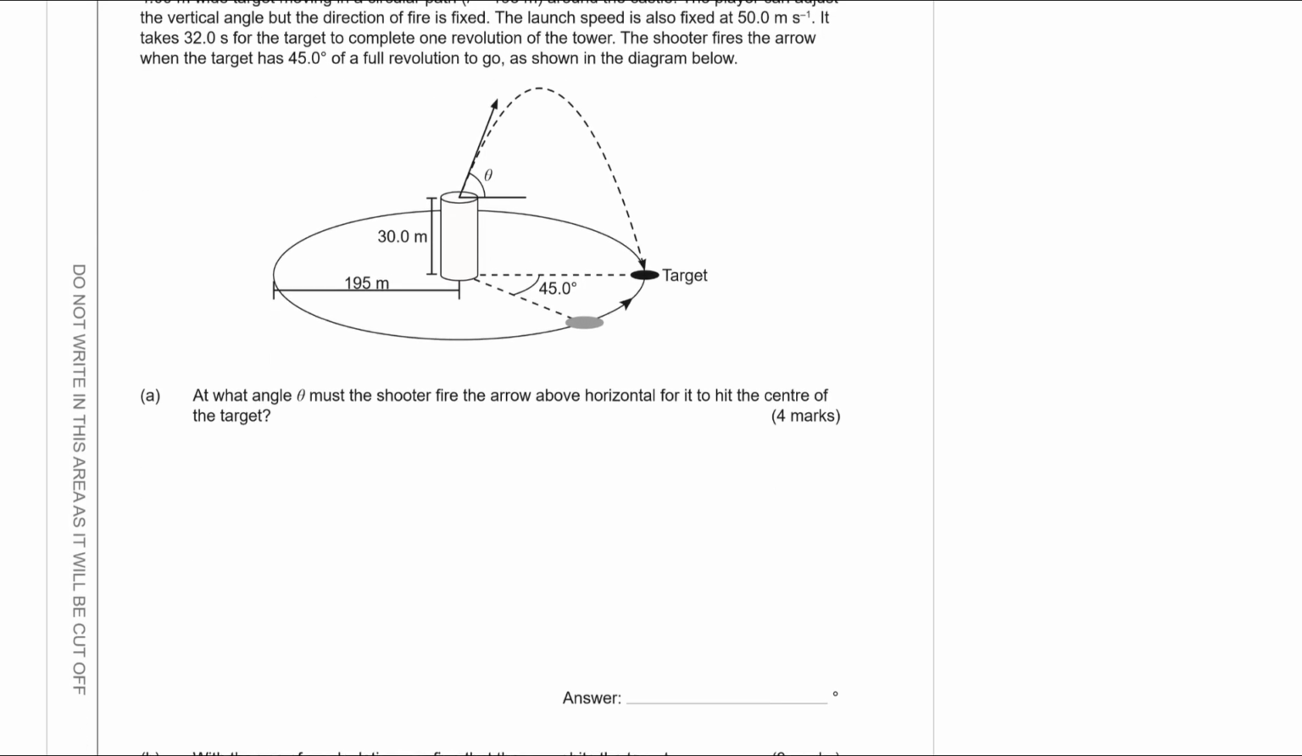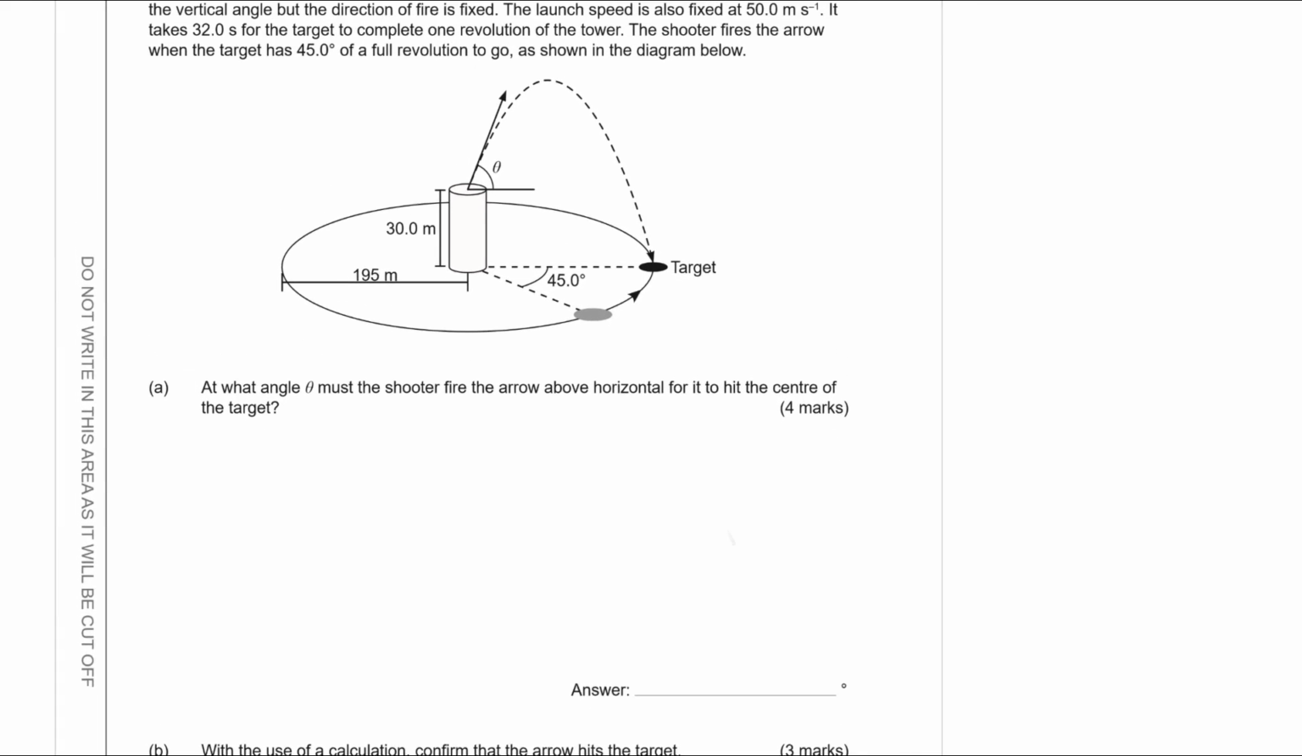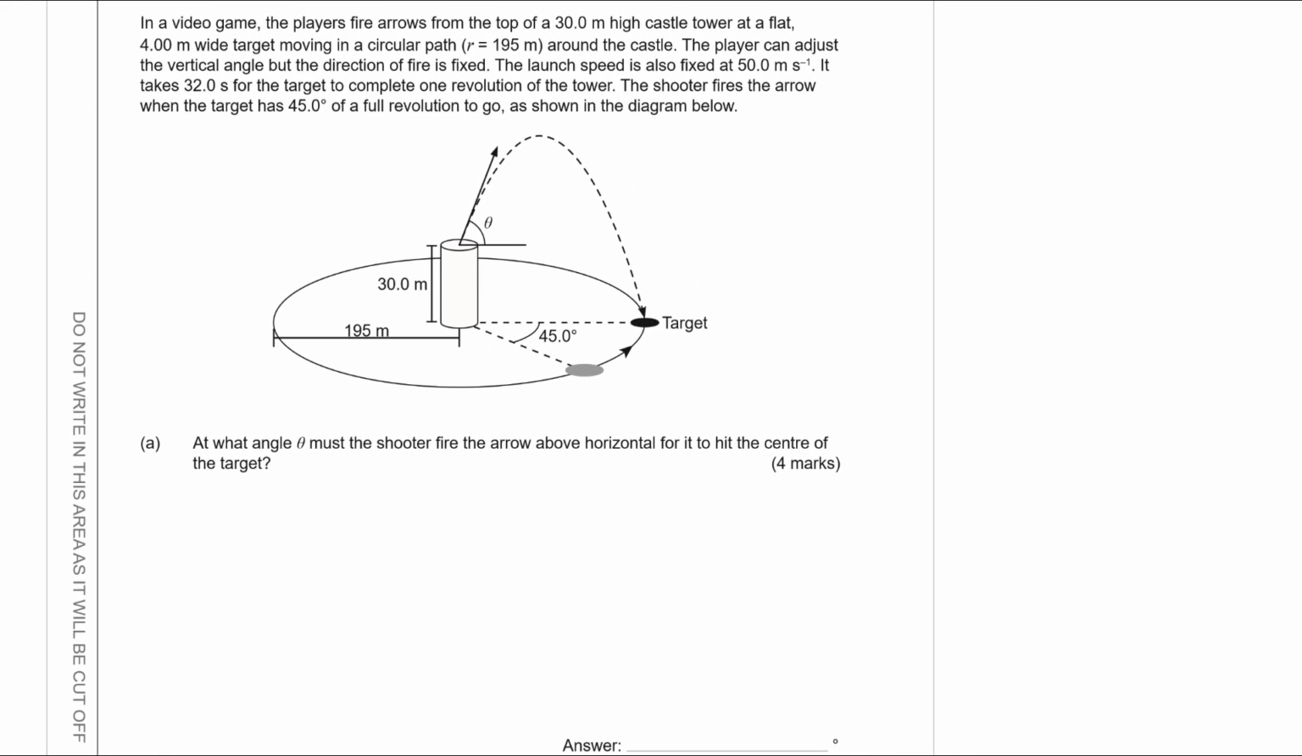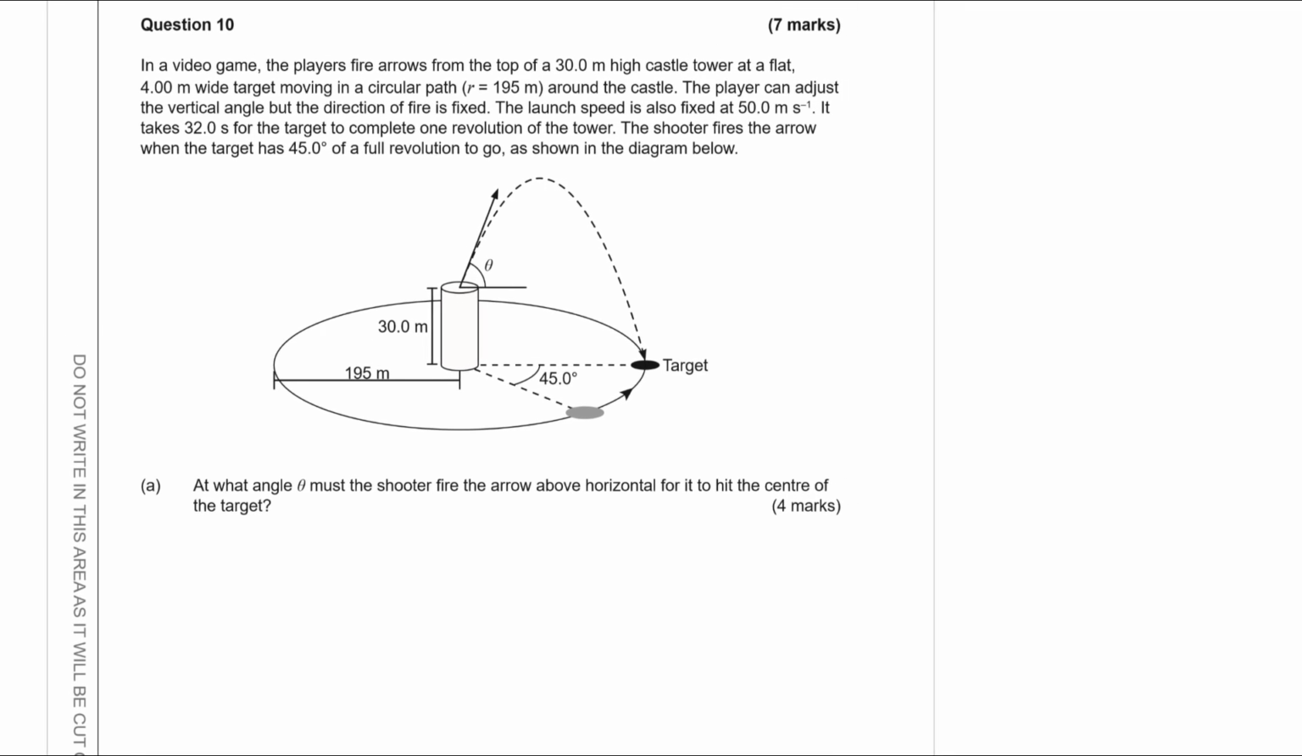So the first question is asking what angle must a shooter fire the arrow for it to hit the center of the target. And this is another issue that I have with this question, I don't really think it's clear, but essentially what it says is that the launcher aims for this spot here, while it's facing this spot here, it fires it, and then it lands when it's facing 45 degrees. And what that means is that the flight time is going to be however long it takes to make that turn.